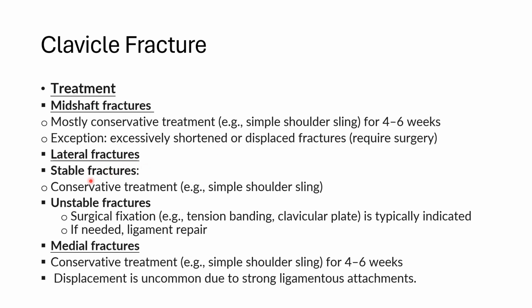Lateral fractures. For stable fractures, conservative treatment, for example, simple shoulder sling. For unstable fractures, surgical fixation, for example, tension banding or clavicular plate, is typically indicated.